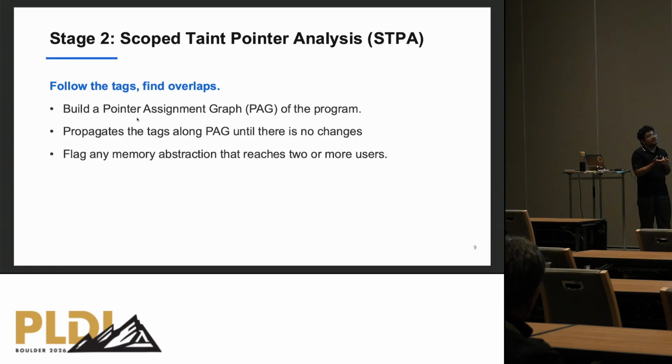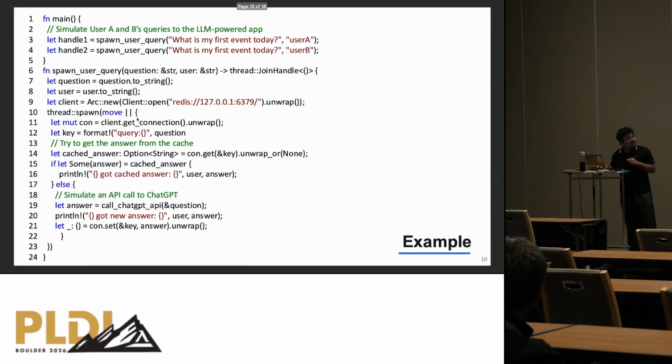So there is actually an example. If we go to the next slide, you can see a simple example of how data leaks happen in a multi-user environment. Here there are two users calling an LLM API. There is also a cache database using Redis, where the questions and answers are cached, because we don't have to call the LLM API multiple times. If the question has already been asked, we can get it from the cache.